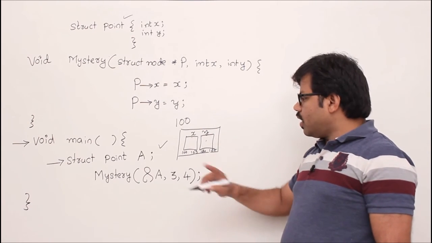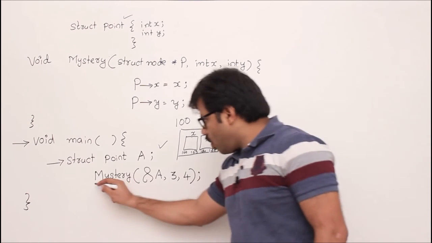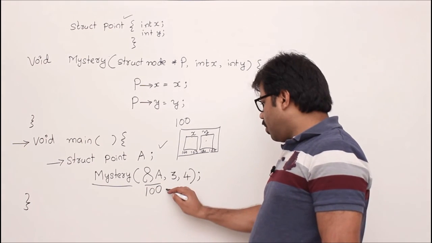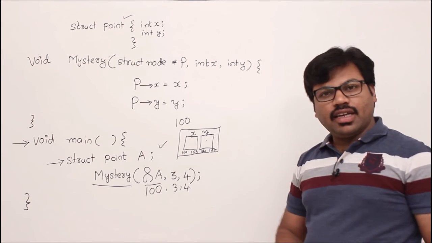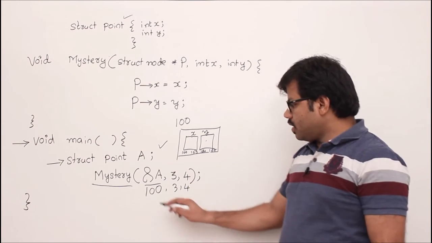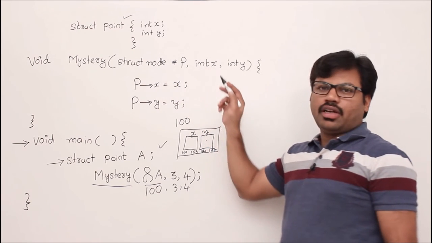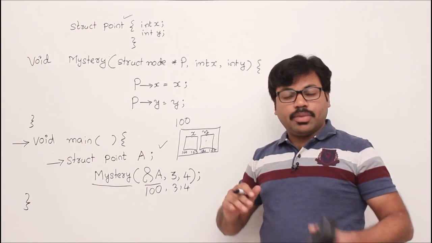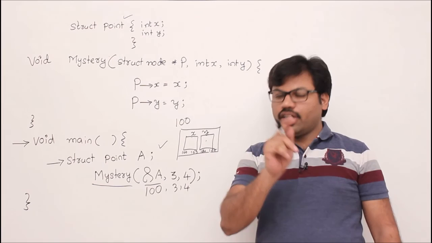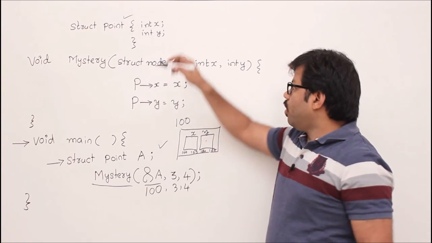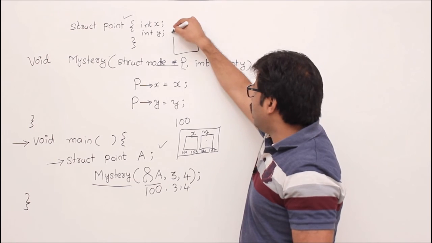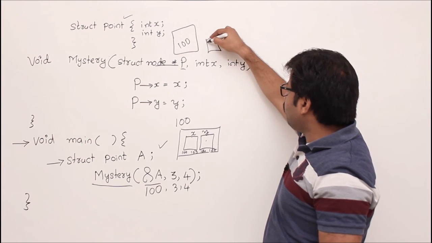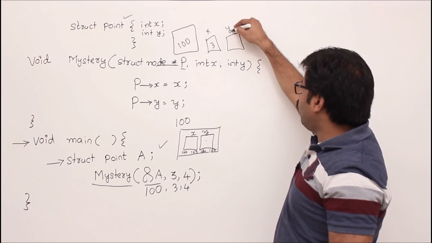Assume that this entire box address is 100, then we are calling mystery with address of A. That means we are simply passing 100 comma 3 comma 4. Since C programming is a call by value kind of thing, 100 will be passed to struct node pointer P. Already I told you, this is a struct node, and if you pass an address, then the one who takes it should be a pointer to that. That's why P is a struct node pointer. Then P is a single box, which now takes 100. X is going to take 3, and Y is going to take 4, right?